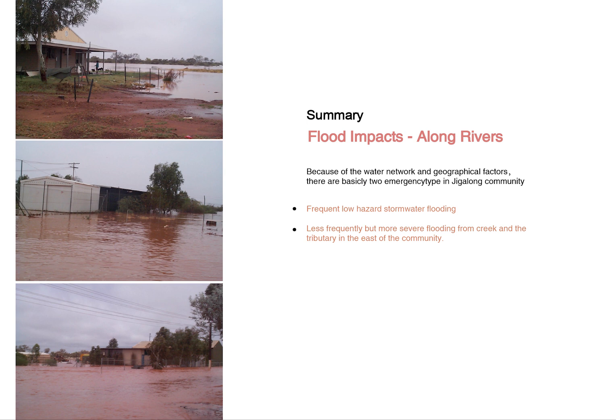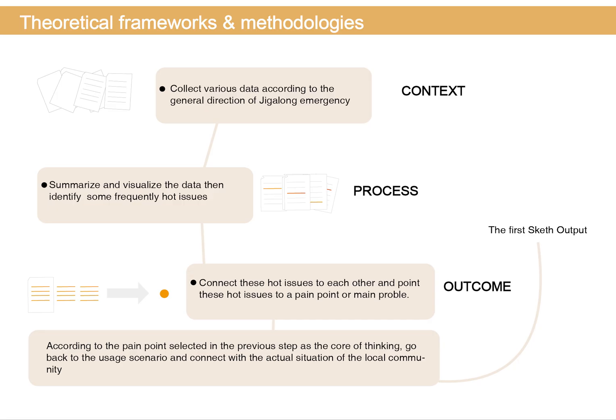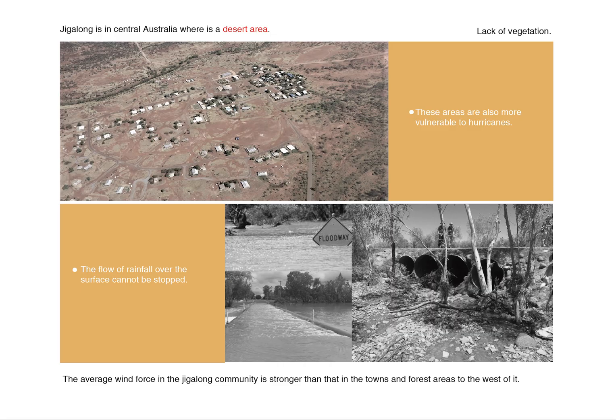Then I made a summary of the flood situation in the Jigalong community in order to find my aim and direction for the design. Here are my methodologies. Right now, I'm in the initial design output phase. When looking at the environmental information of the Jigalong community, I found the entry point of my design.